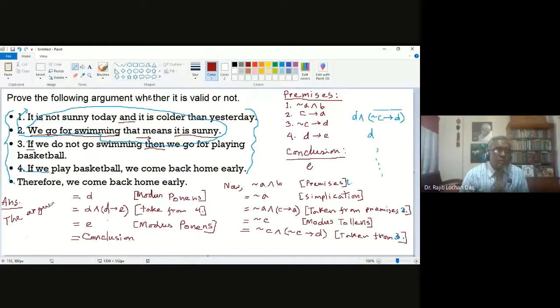Argument is valid. So this is another way, without using the truth table, by using the laws and rules of inference, we can prove that an argument is valid. Or maybe if you do not find the conclusion in this way, if you find something else, then you will say no, it is not a valid argument. We gave another example the day before yesterday. That example is not valid. I mean, it was not possible to prove it as a valid argument.